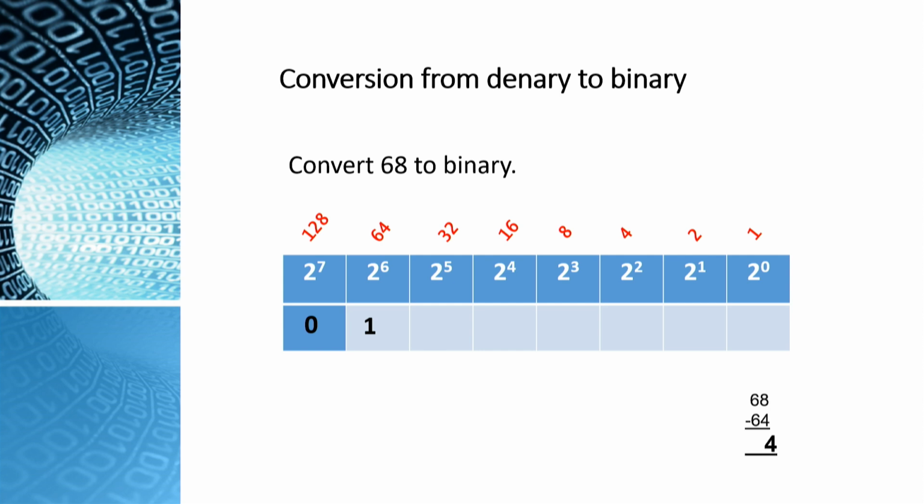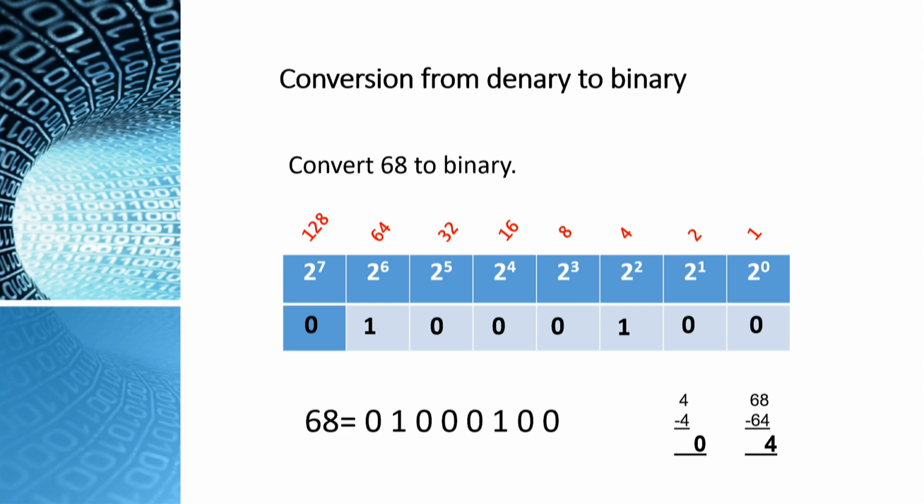Can 32 fit in 4? No. Can 16 fit in 4? Still no. Can 8 fit in 4? No. Now, can 4 fit in 4? Yes. 4 minus 4 gives 0. So, we fill in 0 in the remaining cells. Hence, 68 can be represented as 01000100 in binary.